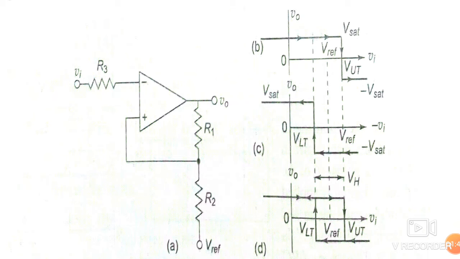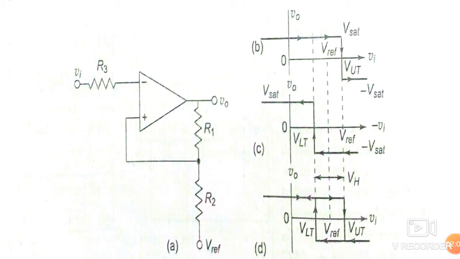output will change. Or as we know, if the VID, that is the potential difference between the non-inverting terminal and the inverting terminal, becomes greater than 0, output will change to plus Vsat. And when this VID, that is the potential difference between the positive terminal, that is the non-inverting terminal, and the inverting terminal, is less than 0, output will change to minus Vsat.